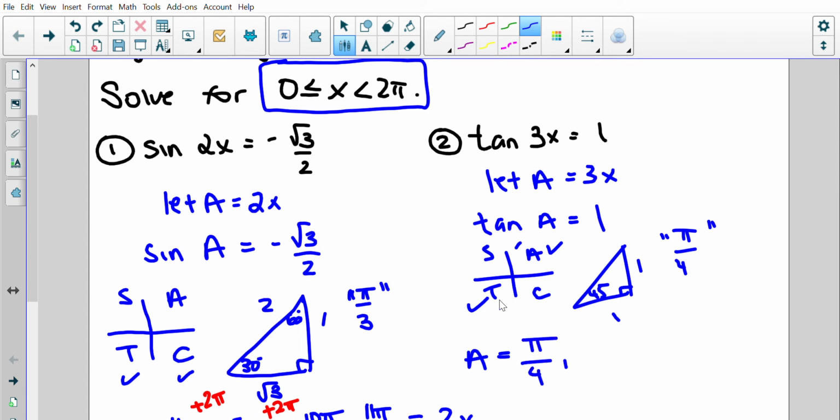And then in the third quadrant is going to be 5 pi over 4. And again, that's within the first rotation of the circle. But how many rotations do we have? We have 3 of them total.